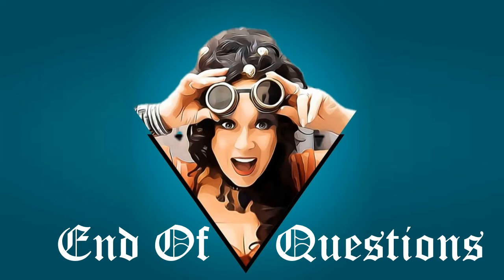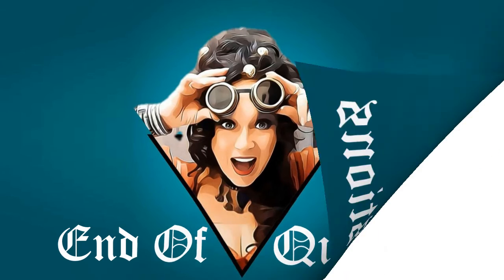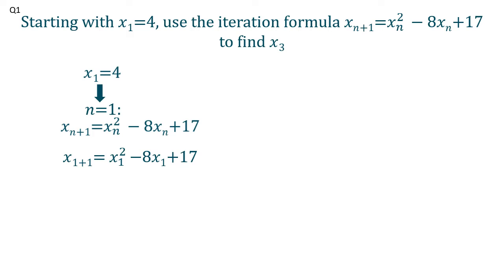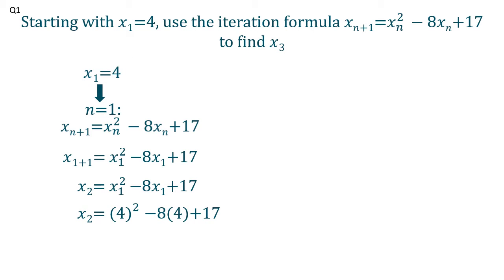Let's move on to the answers. We've been given x1 equals 4 in the question, so we know n equals 1. Substitute all the n's for 1 in the iteration formula. We know 1 plus 1 equals 2, so we can see we're calculating x2. As we were given x1 equals 4, we can substitute that in. Calculating 16 minus 32 plus 17, we get x2 equals 1.